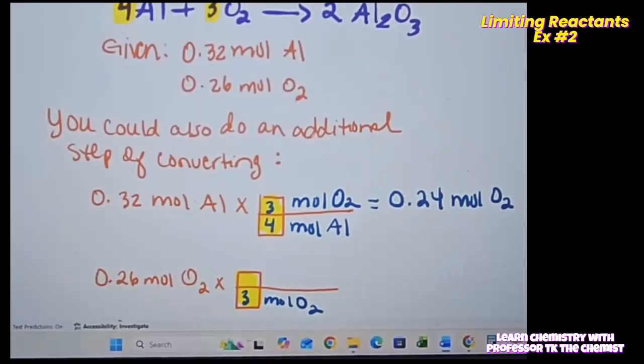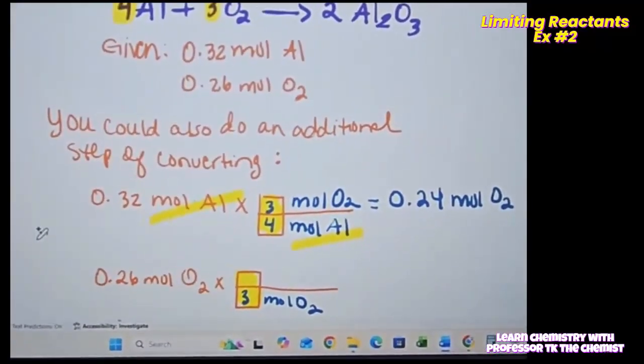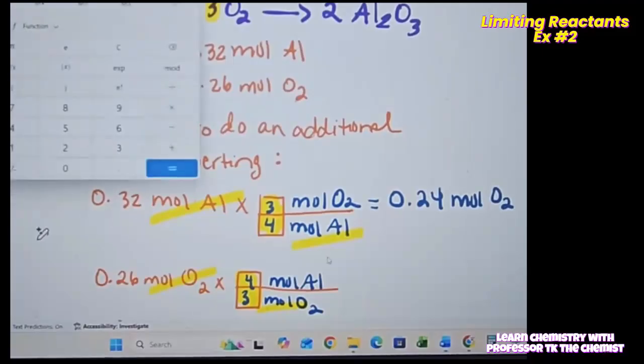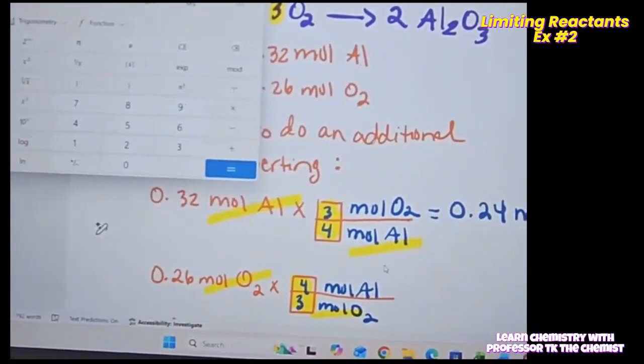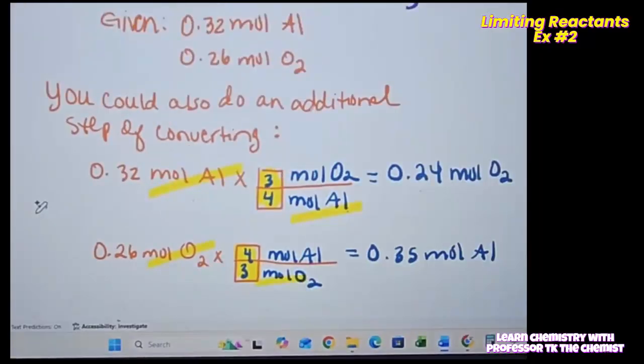So let me go back and make sure you all see that. The moles of oxygen, the moles of aluminum, we cancel those out right there. Okay. Well, same thing here. Moles of oxygen gets canceled out. And on the top, I will put my 4 moles of aluminum. Now, in this case right here, we've got 0.26 times 4 divided by 3, and we get 0.35 moles of aluminum.